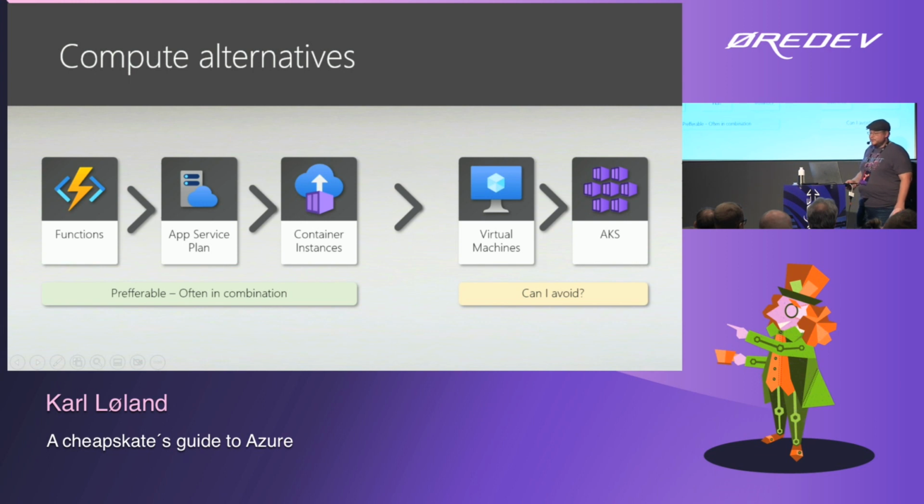So what type of compute services do I prefer when I want to have a cheaper solution? I try to use functions, app service plan, container instance whenever I can. And I often combine them. Unless I really need it for some requirements, I try to avoid using virtual machines and services like Kubernetes service and Service Fabric that uses many of them.